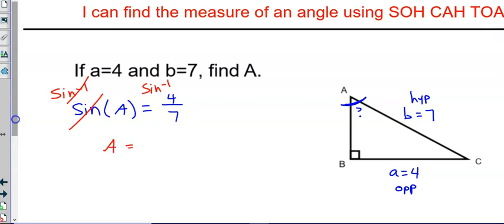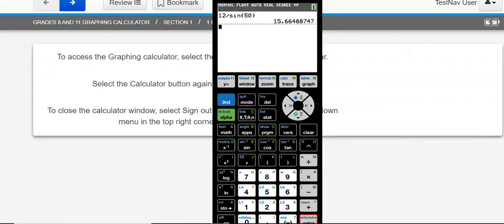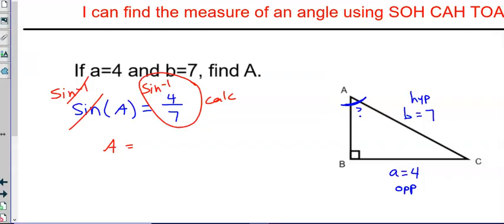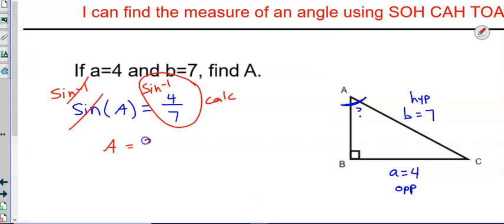Okay, then all you need to do is type this into your calculator. So I'm going to jump back to the TI for this one. And you're going to hit second sine. And then you're just going to type that fraction in. So it was 4 over 7. 4 divided by 7. Hit enter. And there's your answer again, round to the nearest tenth. So 34.8 degrees.